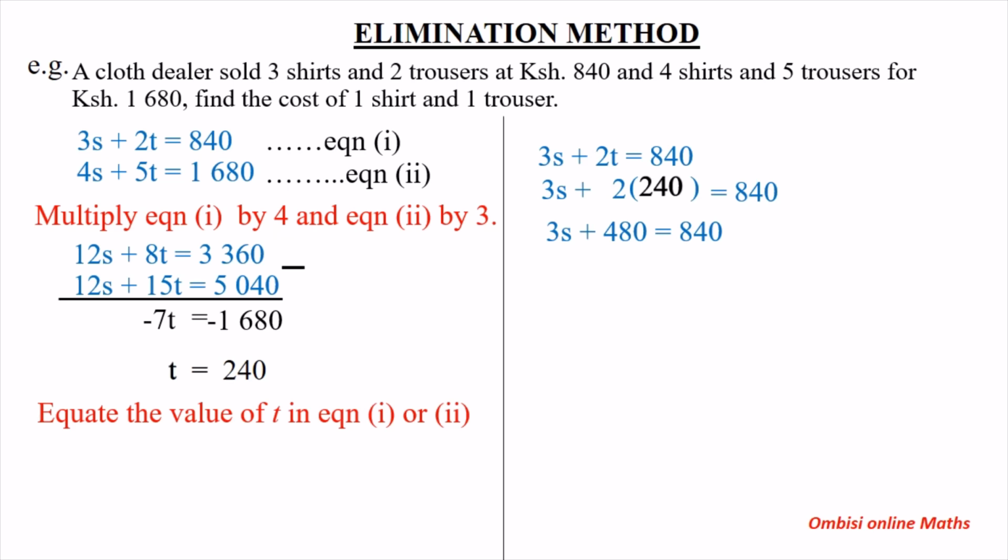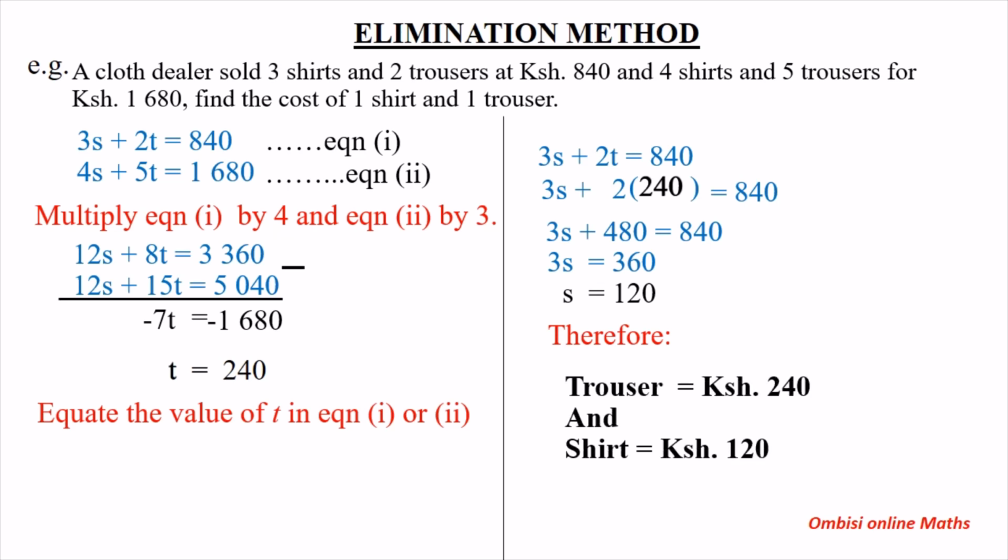Therefore, subtract 480 from both sides and find that 3s equals 360. Divide by 3 on both sides and find that s equals 120. Therefore, we have established that the value of t is 240 and the value of s is 120. So it means that the cost of a trouser is 240 Kenya shillings and the cost of a shirt is 120 shillings. So you can see that's how we use elimination method to solve systems of linear equations.